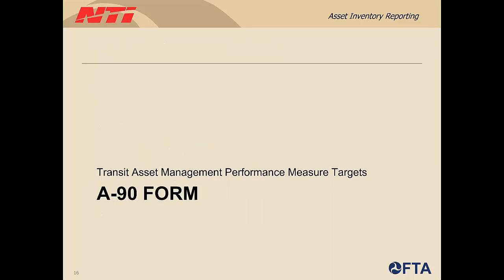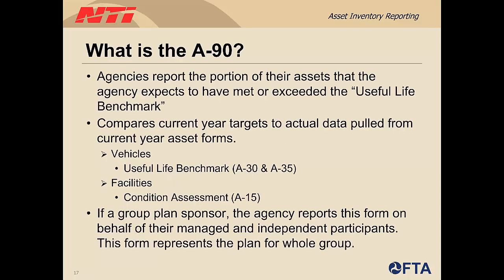The first form we will review is the A90 Transit Asset Management Performance Measure Targets form. The A90 is where your agency will report targets from your Transit Asset Management, or TAM plan. The form has a field for each applicable asset type. It will pull in your agency's current performance for each asset type based on what you report in your asset forms. For your reference, the prior year's target is also pulled into the form.